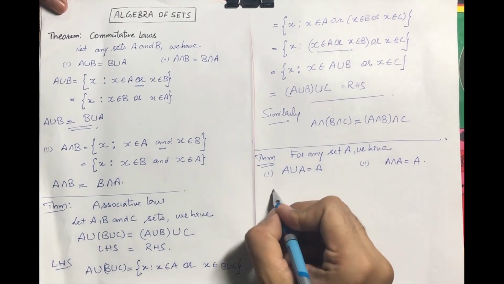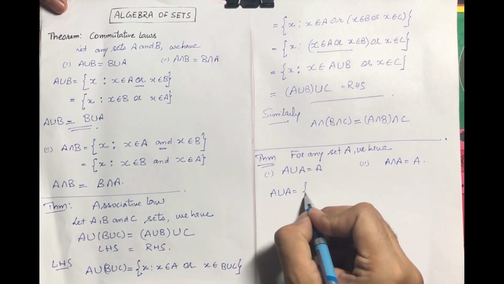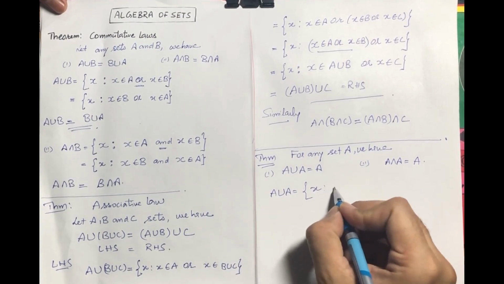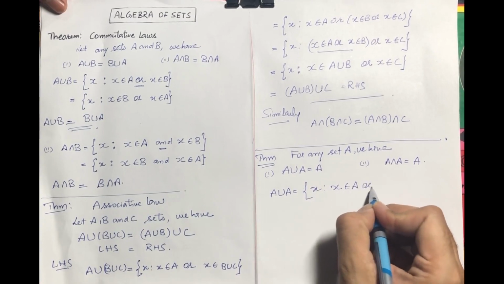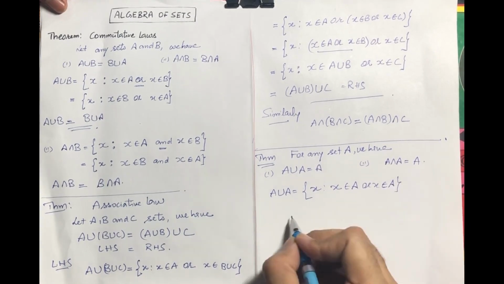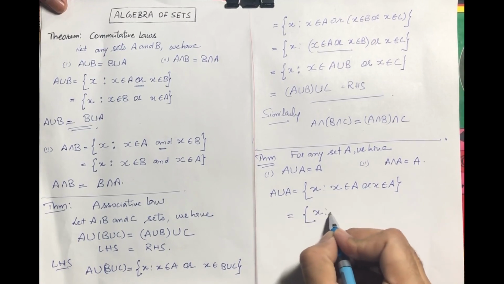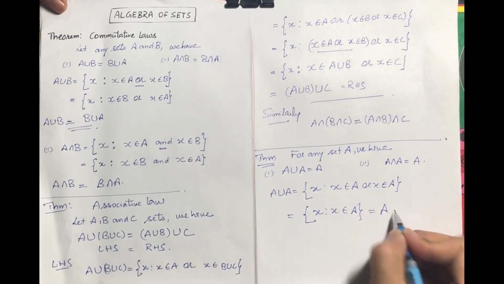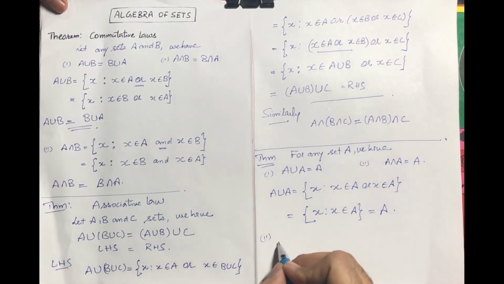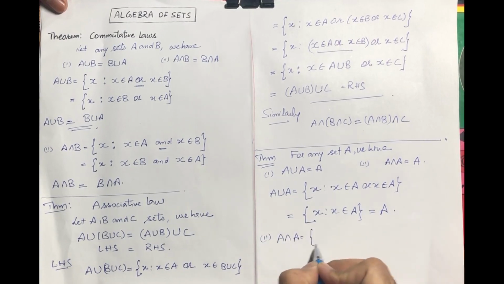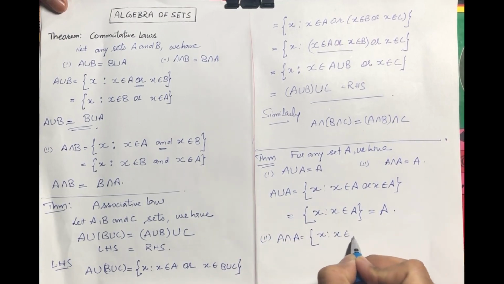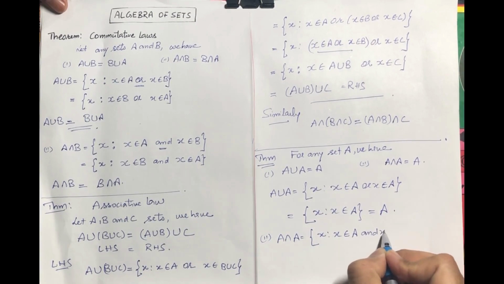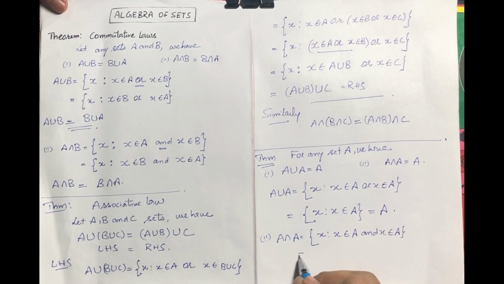We prove this. Again by definition of union, A union A contains elements x such that x belongs to A or x belongs to A. So we can simply rewrite it as x belongs to A. So what is this set? A itself. That's it. Now the proof for the second part, A intersection A, contains x such that x belongs to A and x belongs to A. Does it affect anything? We can rewrite it as x belongs to A, which is again A.